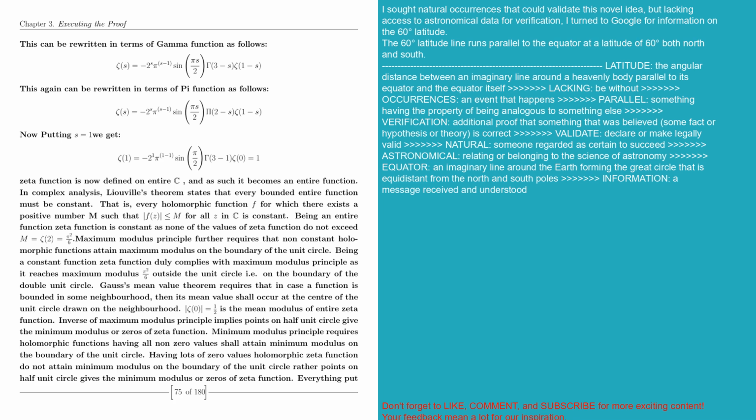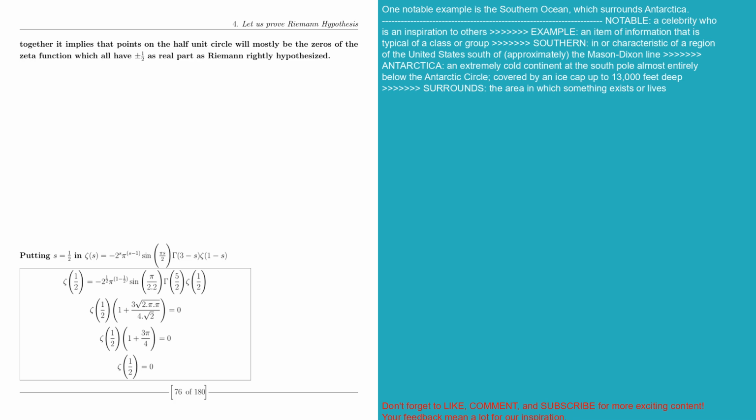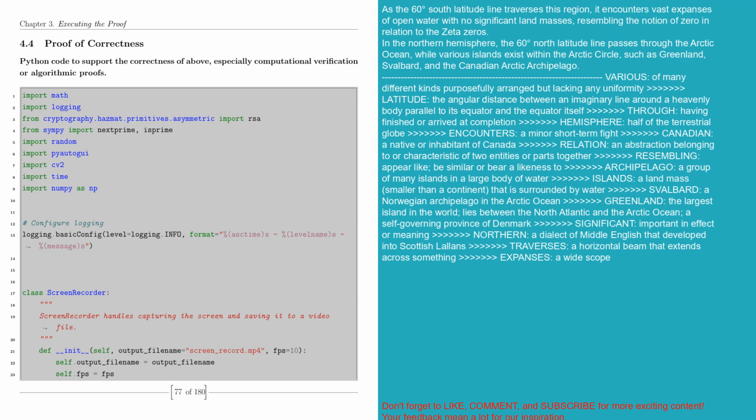The 60 degrees latitude line runs parallel to the equator at a latitude of 60 degrees both north and south. One notable example is the Southern Ocean, which surrounds Antarctica. As the 60 degrees south latitude line traverses this region, it encounters vast expanses of open water with no significant land masses, resembling the notion of zero in relation to the zeta zeros.